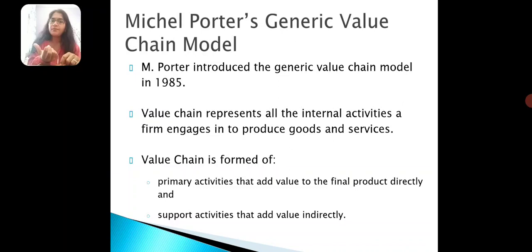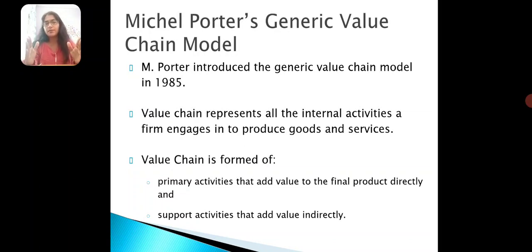Again, according to him, value chain represents all internal activities a firm engages in to produce goods or services. So same thing, to produce, in the production process, whether to produce goods or service, what are the activities in line when you line it up? So what are the different activities which the firm engages in?